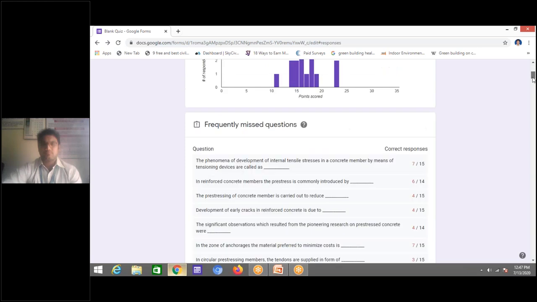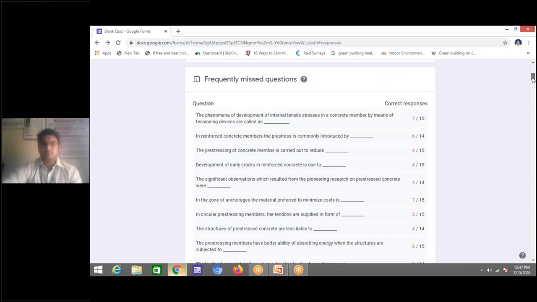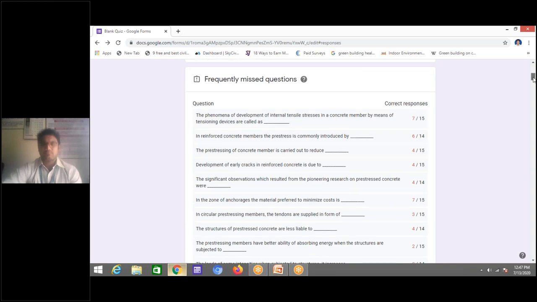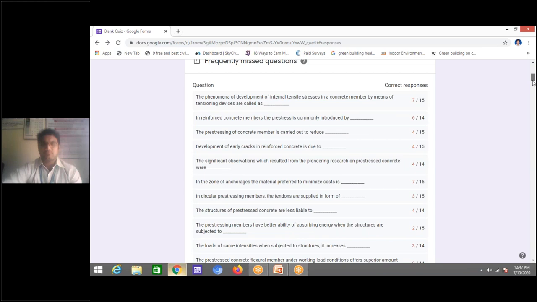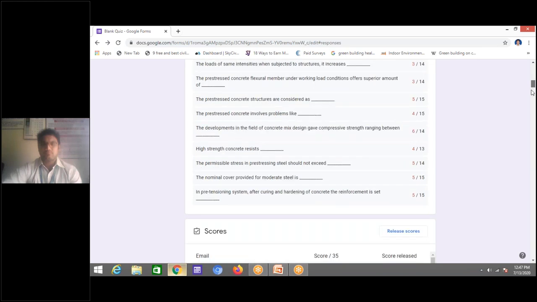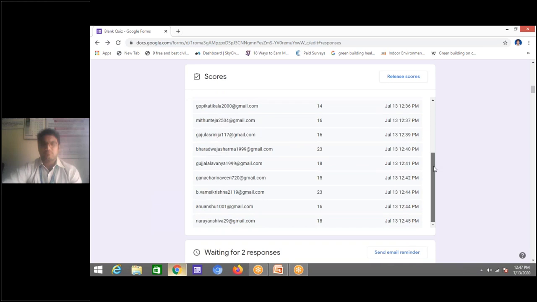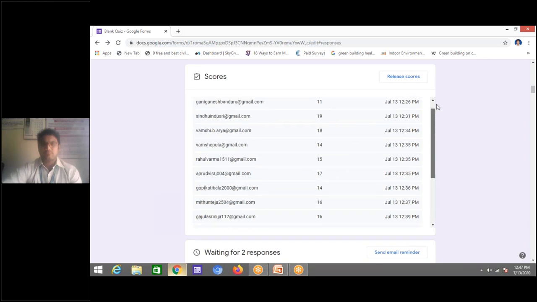And frequently missed questions. So many students missed these questions. Phenomenon of development of internal structure. Okay, we will try to answer these questions in the next class. And let's see what the highest score is now. 23, Bharatwaj. B. Vamsi Krishna. 23. Yes, 23 is the highest. Good. Congratulations, Bharatwaj and Vamsi Krishna.